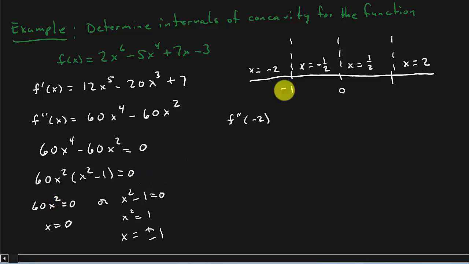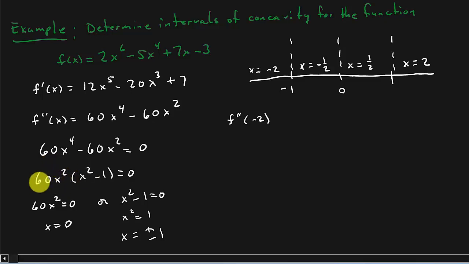Anyway, what we've got to do is take this -2 and put it back into the second derivative. But look at this. Wouldn't you agree that this function here is the same as this one right here? This is just factored. So we can plug each of these numbers into the factored part because it's easier to determine if it's positive or negative.